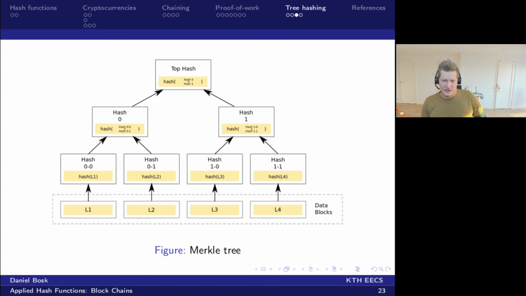So the idea here is we want to include these data blocks, so L1, L2, L3, L4, and create a hash for them, and then be able to check if one was present. So the way we do this is that we hash each of them. This creates a hash value. Then we hash these hash values. So we create a tree structure, and then we hash these, so we get the top hash. And we can do this for transactions in this way.